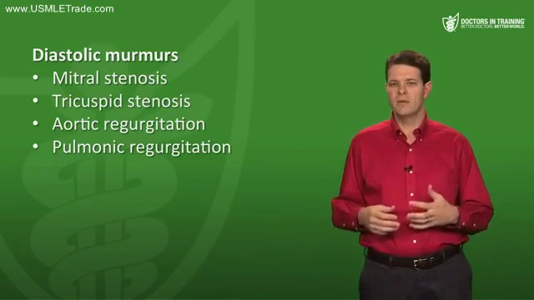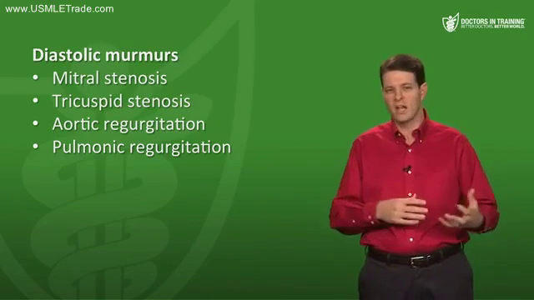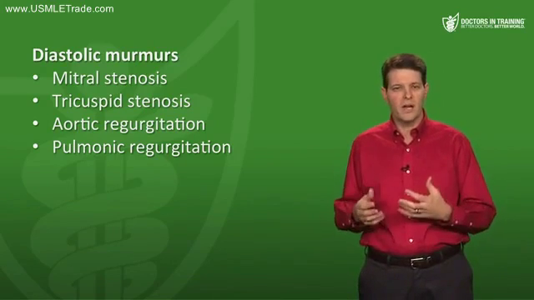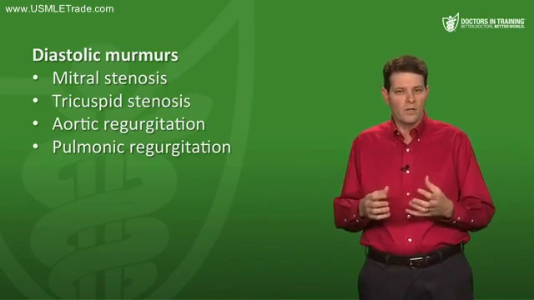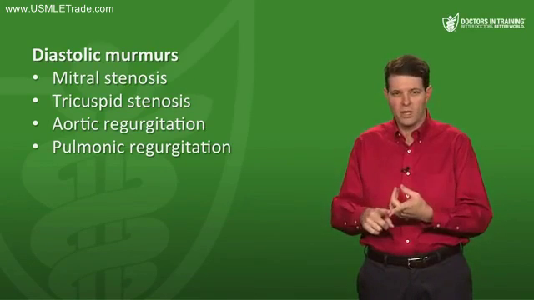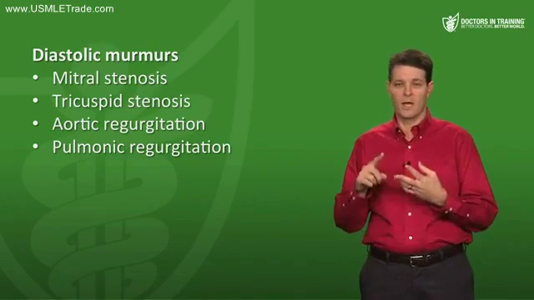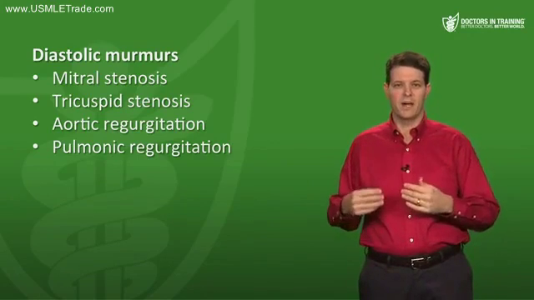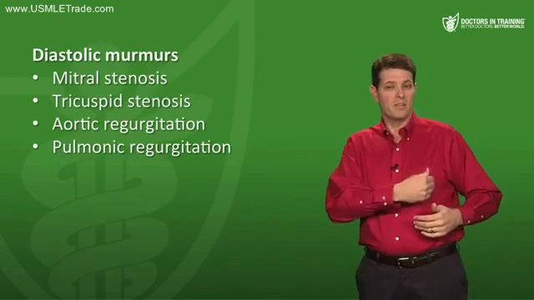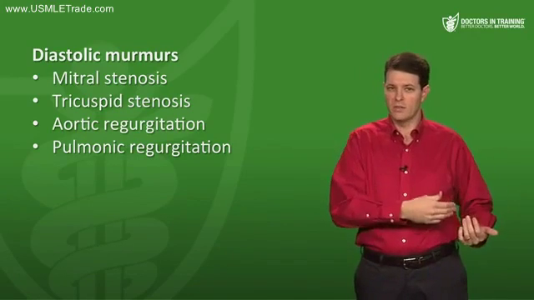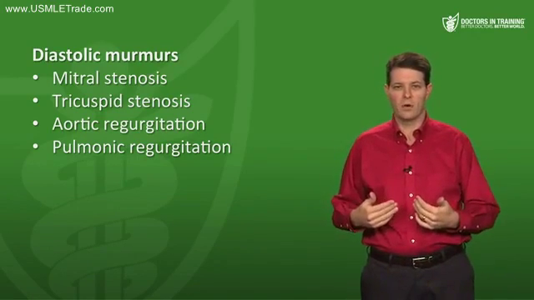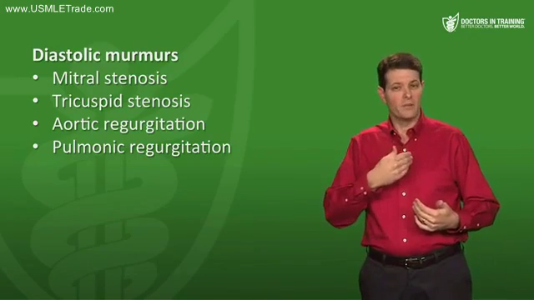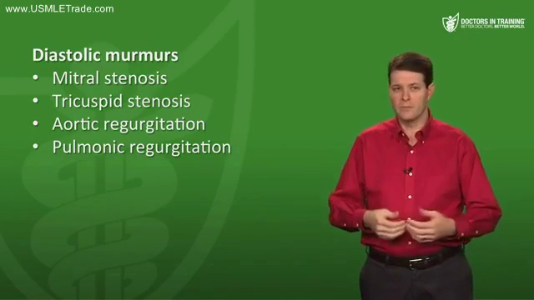So obviously, you need to be able to listen to a murmur and tell if it's systolic or diastolic. When you hear a diastolic murmur, you know it must be one of those four I just mentioned: mitral stenosis, tricuspid stenosis, aortic regurgitation, or pulmonic regurgitation. And then if you hear the diastolic murmur in the mitral position best, you know it's mitral stenosis. Or if you hear that diastolic murmur best at the pulmonic position, you know it's pulmonic regurgitation.